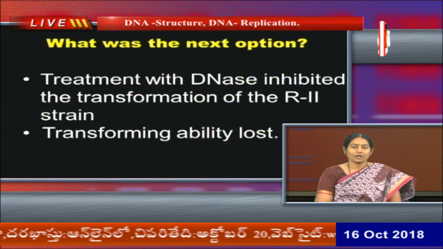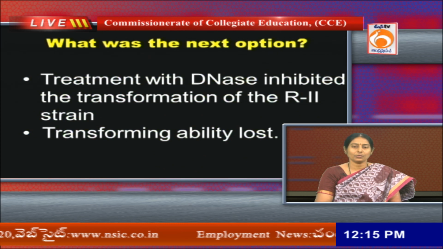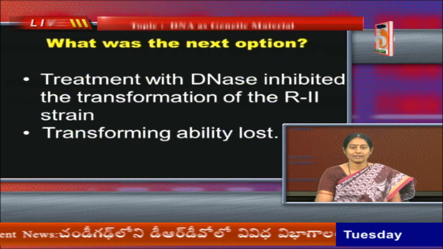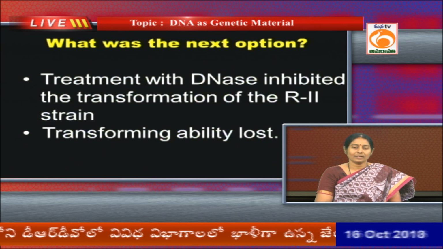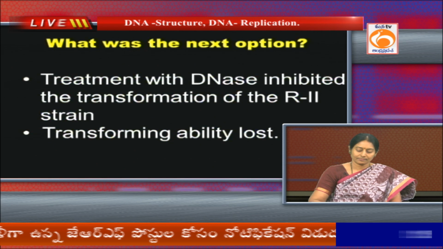Then the scientists were left with one option to decide which biomolecule is responsible for transformation. It was DNA. After treatment with the DNase enzyme, transformation could not happen. There were no signs of pneumonia in mice, indicating that the transforming principle was lost.